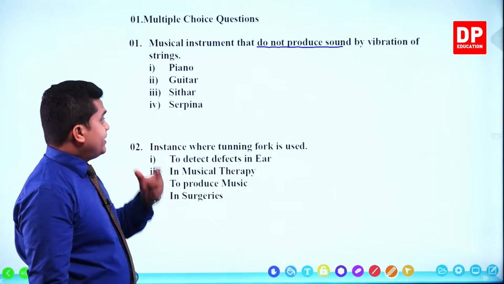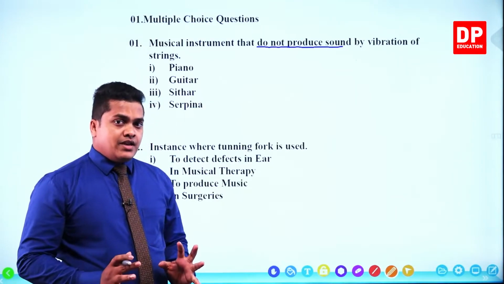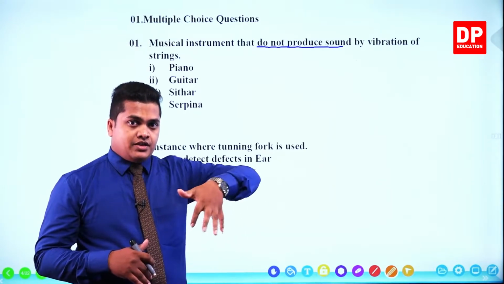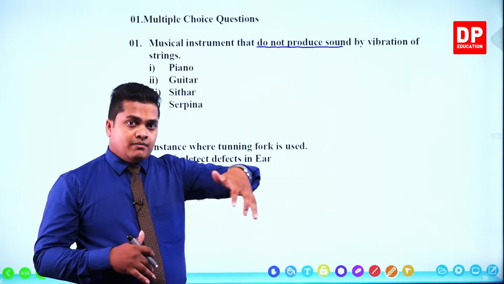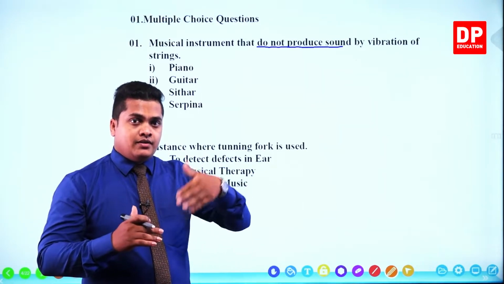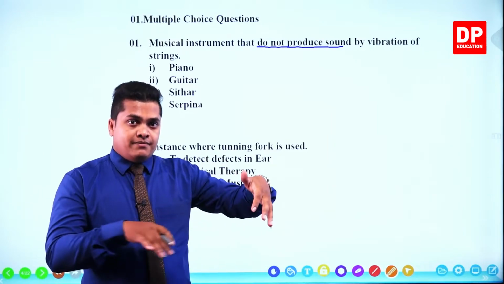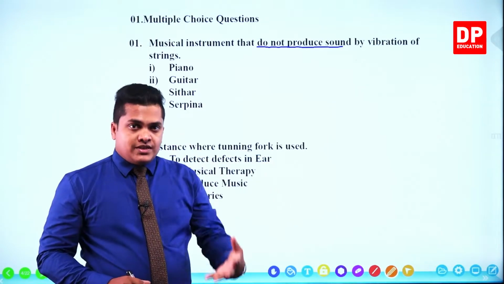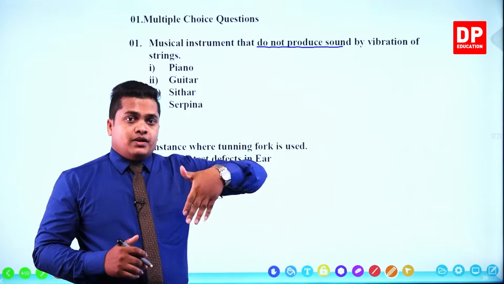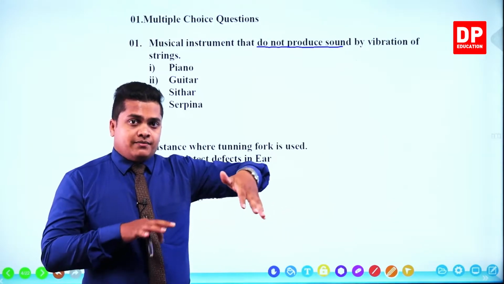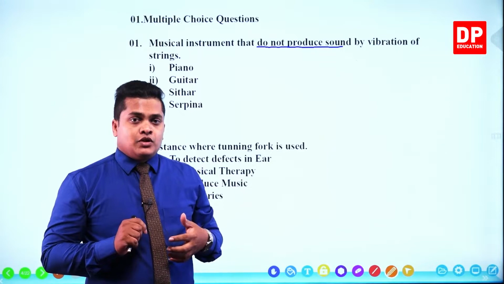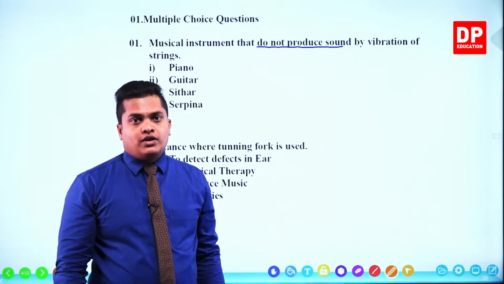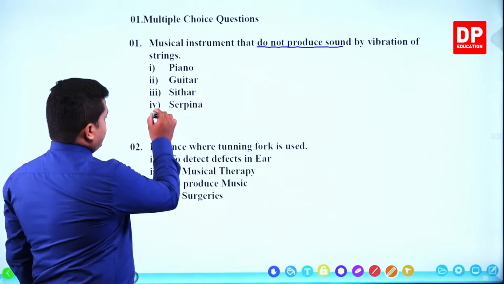Let's see. Serpina, or the harmonium, right? Serpina is an instrument where we give air by pushing and pulling, and then we blow air into it and we play the sound. So serpina, upon blowing air, is going to produce sound. So it's a musical instrument which produces sound by the vibration of air columns. So my answer is serpina.